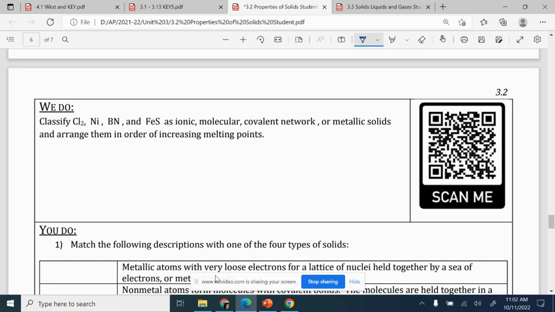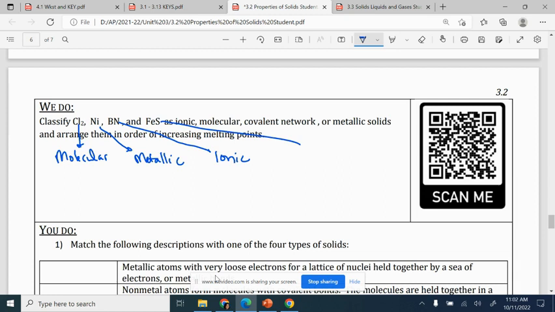All right. We are going to classify these and then arrange them in increasing melting points. So Cl2 is what? Molecular. Nickel is metallic. Boron? Ionic. No. Wait, really? Now you got me second guessing myself. I just knew it was two non-metals. If it's two non-metals, it should be molecular.